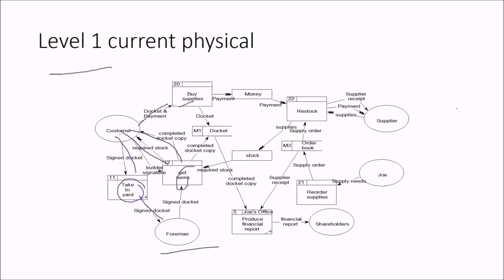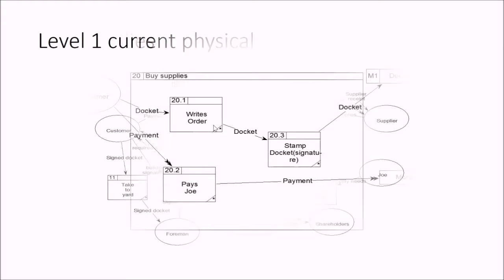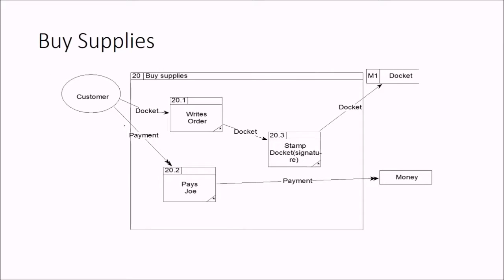So this is just an example, and all that we have learned has been shown here. Please understand what we are doing here: the numbers 20, 22 are the labeling, the numbering which we have done. So buy supplies, we took that as 20. So for the customer, 20.1 is write order. So this is a docket. This is the primary one.